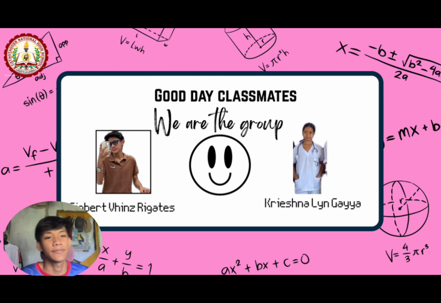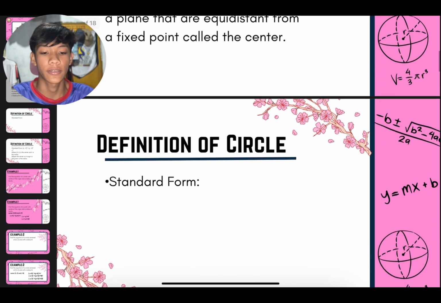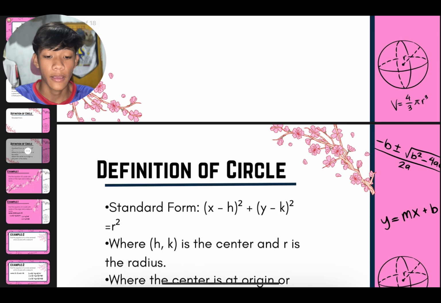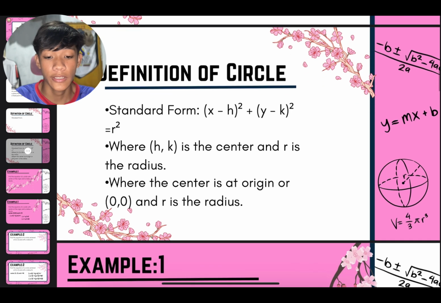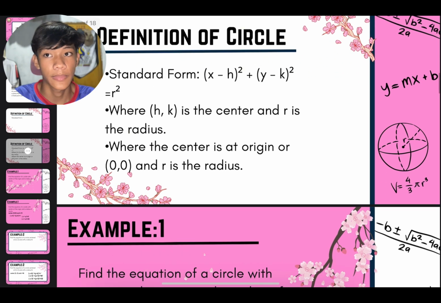So, let's start. A circle is the set of all points in a plane that are equidistant from a fixed point called the center. What is our standard form equation? Our equation for standard form is (x minus h) squared plus (y minus k) squared is equal to r squared, where h and k are the center and r is the radius. When the center is at the origin, it must be (0, 0).